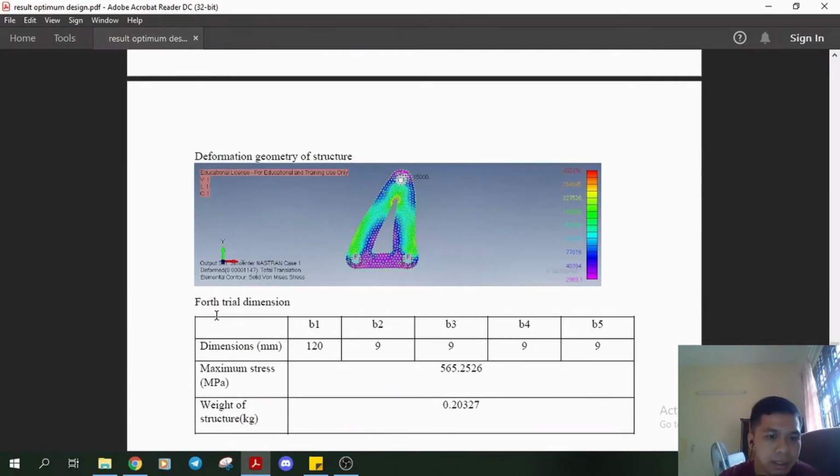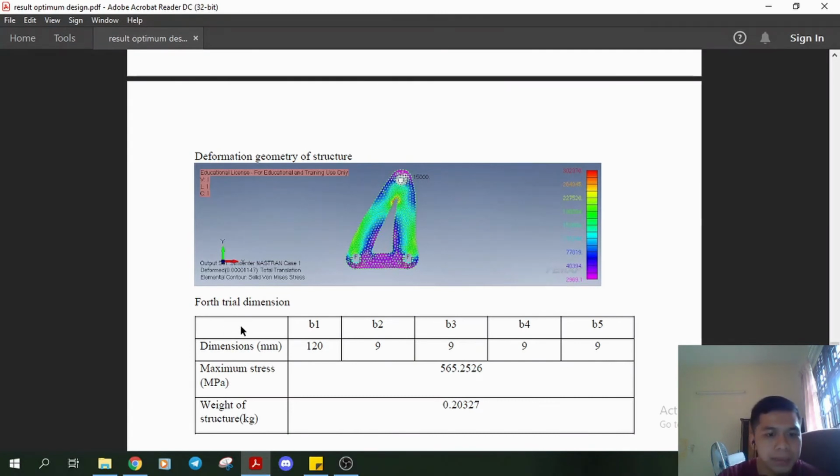And the final trial dimension that we try using VMAP is B1 120, B2 and B3 9, B4 and B5 9. The maximum stress we get is 565.2526 megapascal and the weight is 0.20327.